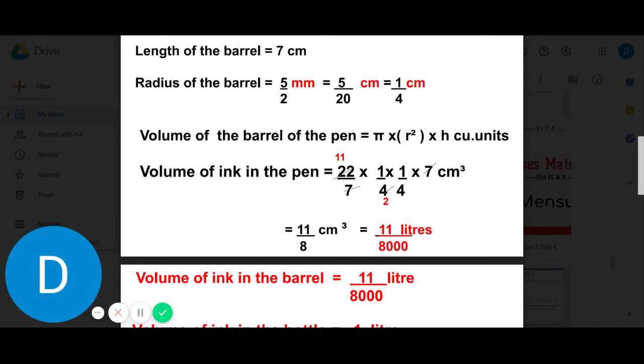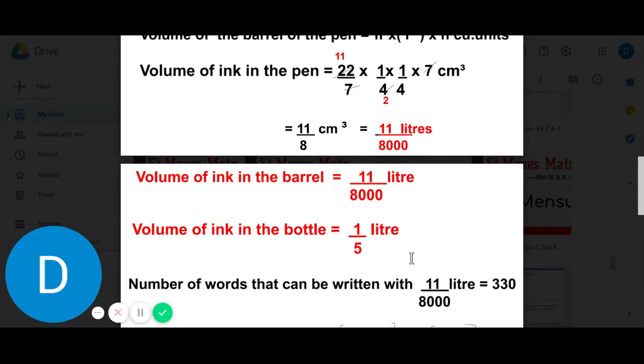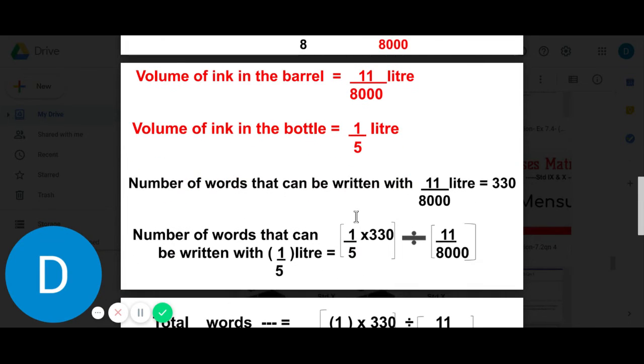And we can convert that to liters because the volume of ink in the bottle is given in liters. Therefore, we'll convert this also to liter. And we know that 1000 centimeter cube is equal to 1 liter. So this 11 by 8 centimeter cube is equal to 11 by 8000 liters. Now we compare and find out the number of words that can be written. Now we have found out volume of the ink in the barrel is 11 by 8000 liter, and volume of ink in the bottle is 1 by 5 liter.